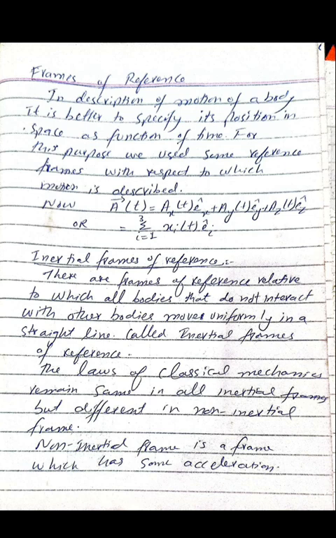Now, a vector A as a function of time is equal to its components: ax function of time a cap x plus ay function of time ay cap plus az function of time az cap. Now, what is an inertial frame of reference? These are frames of reference relative to which all bodies that do not interact with other bodies move uniformly in a straight line. Such a frame which satisfies this condition is called an inertial frame of reference.